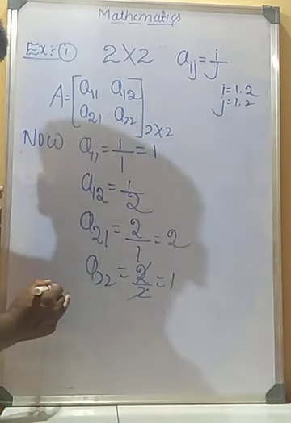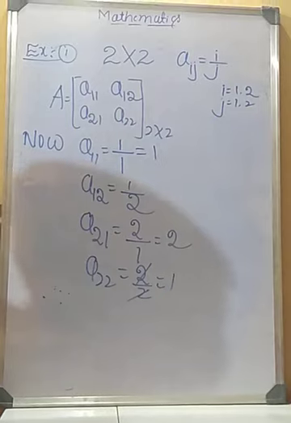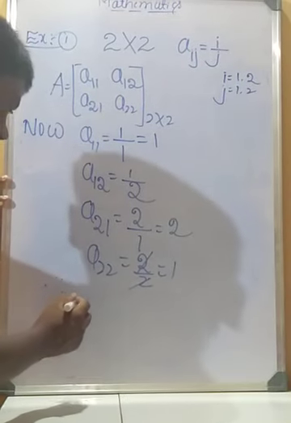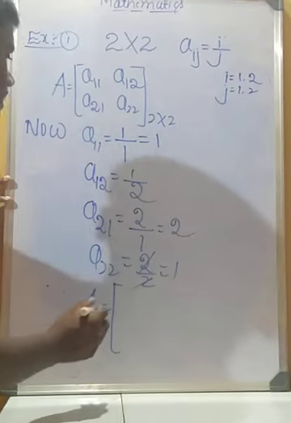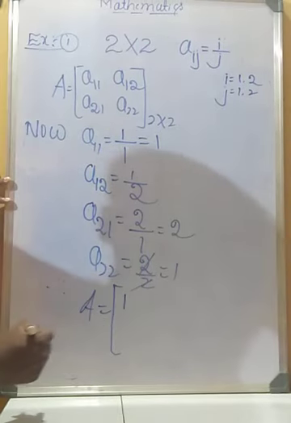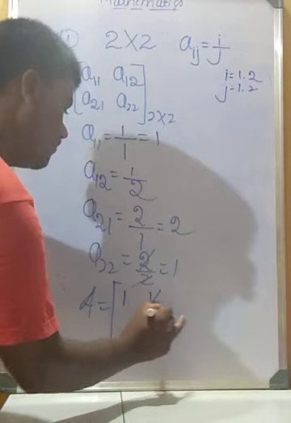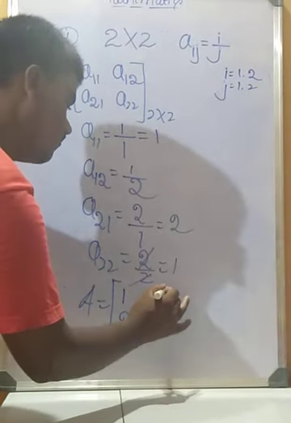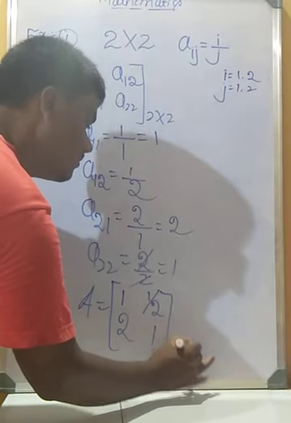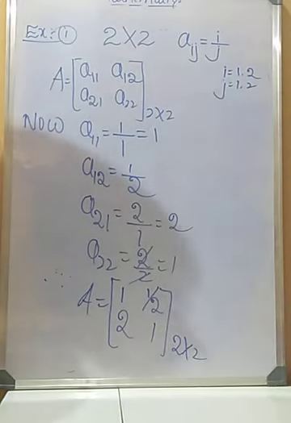So therefore the required 2 cross 2 matrix is A equals A11 is 1, A12 is 1 by 2, A21 is 2, A22 is 1. The 2 cross 2 matrix.